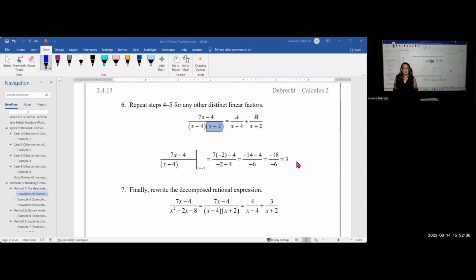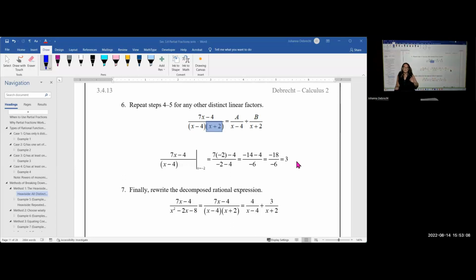So this is the Heaviside method in a nutshell. You're covering up one factor at a time, substituting the solution of that factor into the parts on the left that are not covered up, and that gives you the value of the numerator over that covered up factor on the right. So the decomposed fraction of 7x minus 4 over 2x squared minus 2x minus 8 becomes 4 over x minus 4 plus 3 over x plus 2.